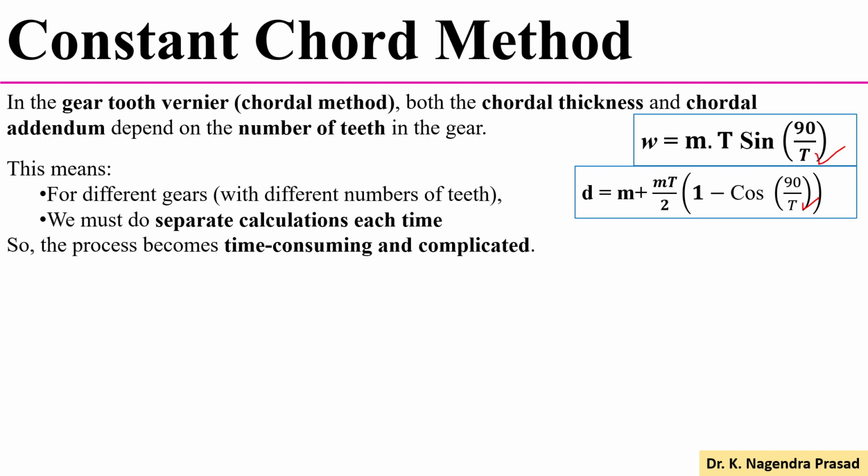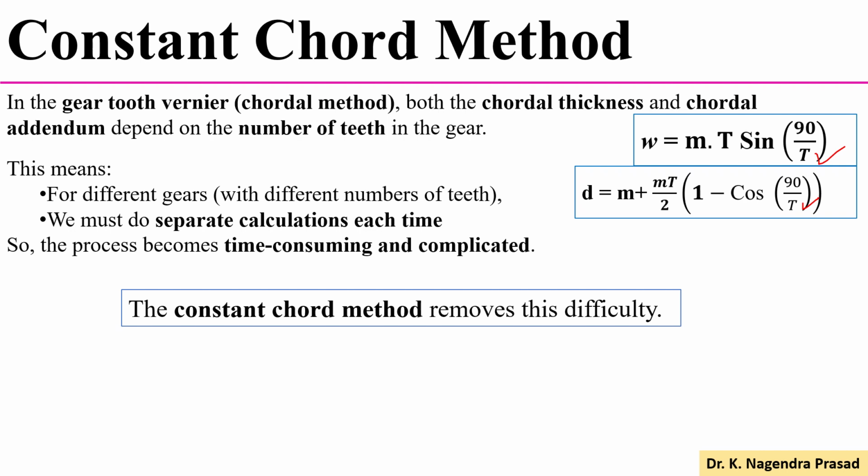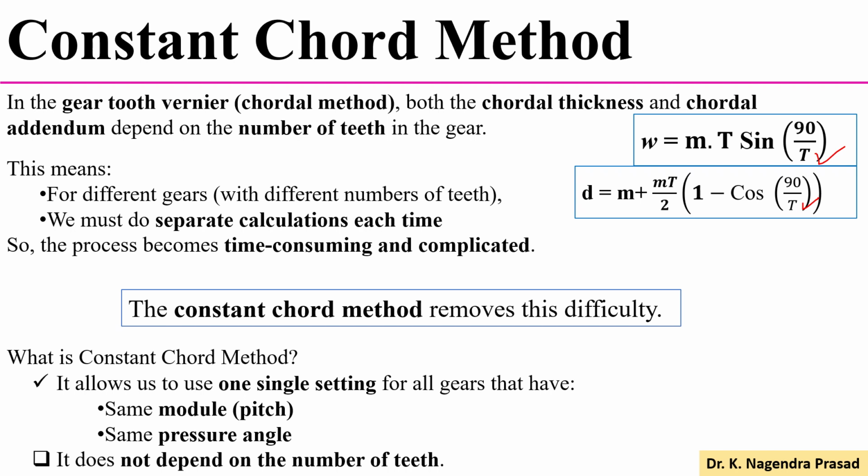This means that for different gears we must do separate calculations each time, so the process becomes time consuming and complicated. In this regard, the constant chord method removes this difficulty. Next, let's look at what the constant chord method is.